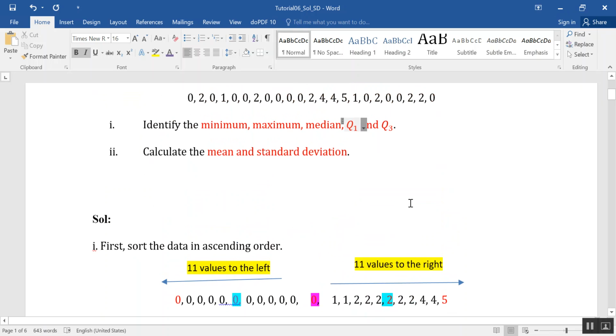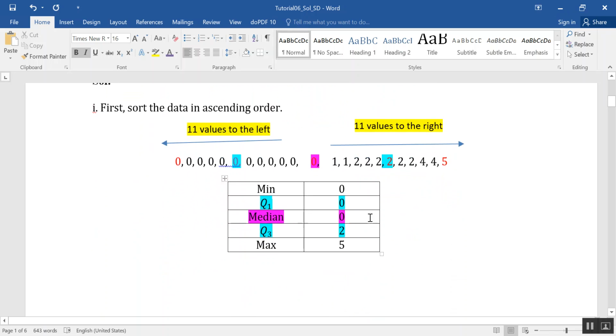So the first question says minimum, maximum, median, quartile 1, quartile 3. It's straightforward. Minimum is 0 after you arrange it, and maximum is 5. The median, if it's an odd number of values, will be the center value. In this case, there are 23 values, so the center value is the 12th value, and you can directly say that is the median. If there is an even number of values, you take the center 2 and find the average. Since there are 23 values, you take the 12th value. To the left of this number are 11 values, and to the right are 11 values, so this is the center value.